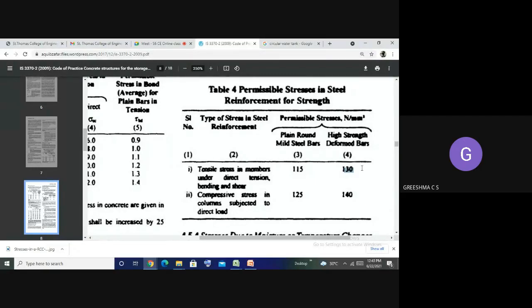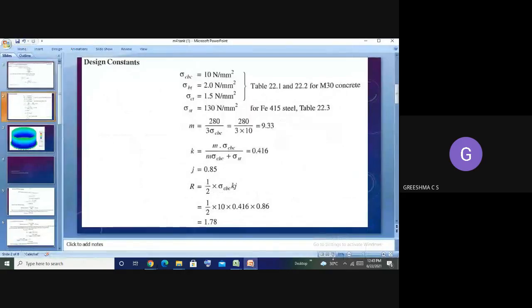So we are having only two criteria. First one is tensile stress in members which is subjected to direct tension, bending and shear. Of course, our circular water tank is subjected to direct tension, bending and shear. Second one is compressive stress in columns, so you can reject it from the column. We are not doing any columns. So we are having all the values now. Now we can start our problem.